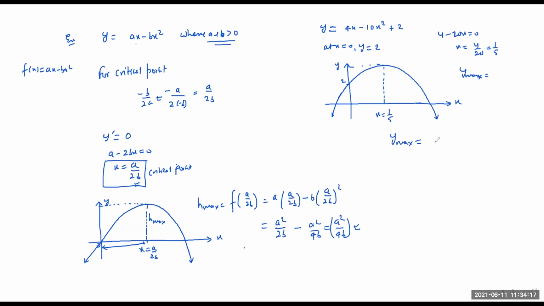Y max is how much? Sir, f of 1 by 5. So what we're getting is 4 by 5 minus 2 by 5 plus 2, which is 2 by 5 plus 2, which is 2.4. So the maximum value of y is 2.4.